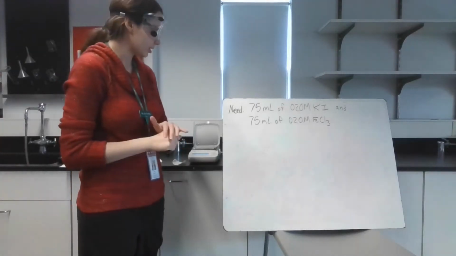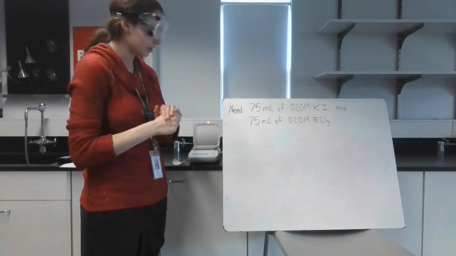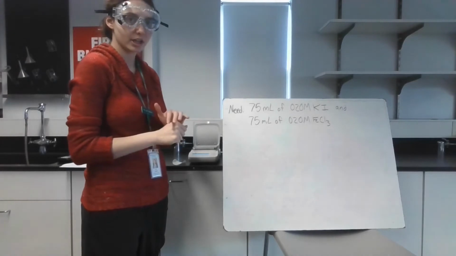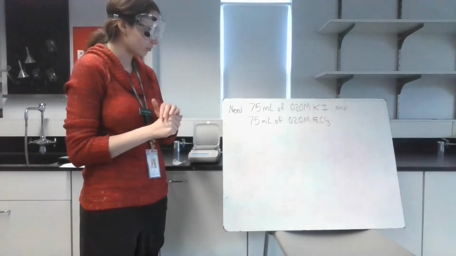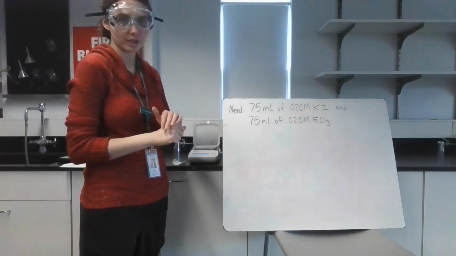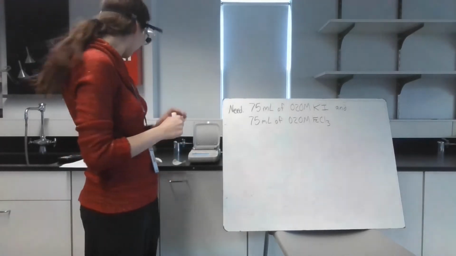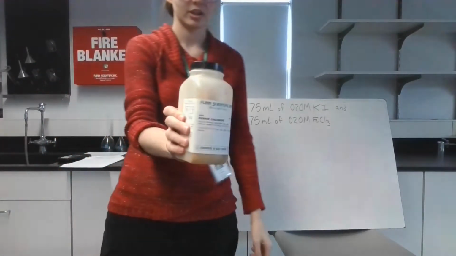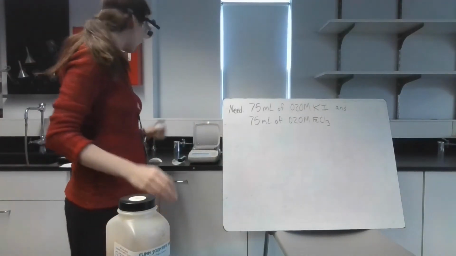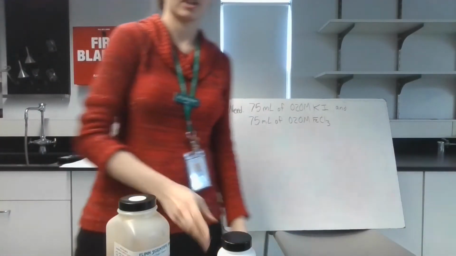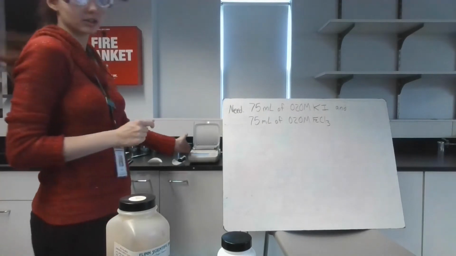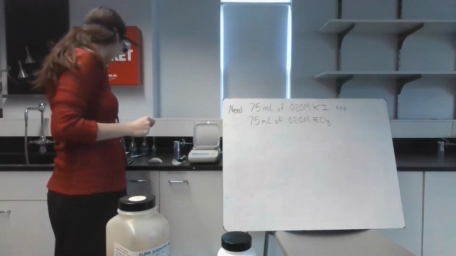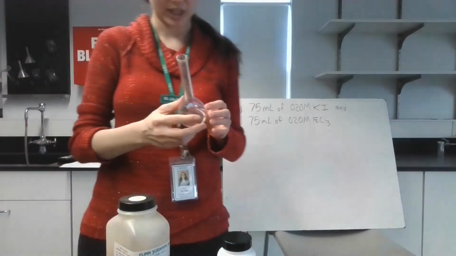I'm doing an experiment. I need 75 milliliters of 0.020 molar KI, and I need 75 milliliters of 0.020 molar FeCl3. So what I have here are the solid chemicals in their containers, a balance, and a bunch of volumetric flasks.